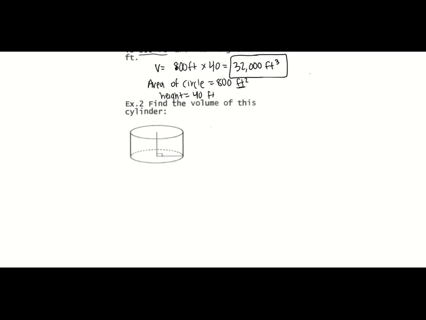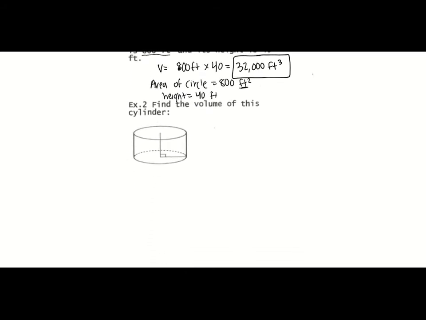Okay, so our next example says find the volume of this cylinder. And our given information is not labeled here, so you'll have to write it in. Our given information is that our diameter, our D of the circle, is 16 inches, and our height is 4 inches. Okay, so if we're not given the whole area of a circle, we're going to need to use our second volume equation, which is volume equals pi r squared times height.